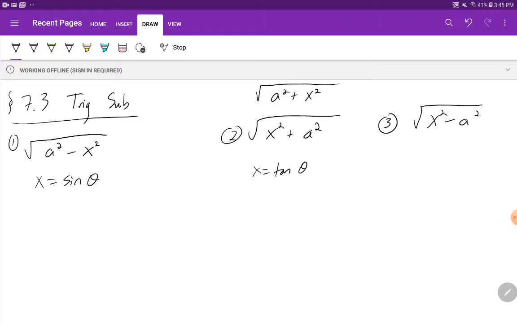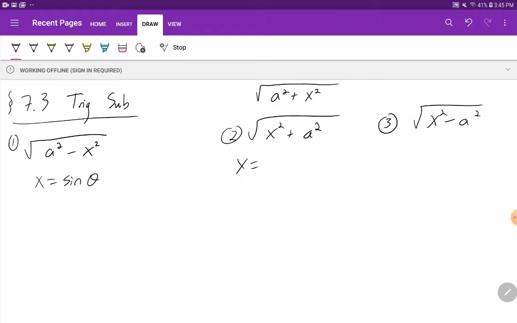And then for the last one, no, wait, I screwed that up. Sorry. Please use these notes. This one is going to be, oh wait, no, I did have it. Yeah, it is the tangent.